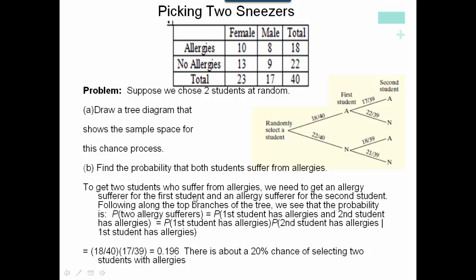So to get two students who suffer from allergies, we need to get an allergy sufferer for the first student and an allergy sufferer for the second student. Following along the tree, the probability of two allergy sufferers is the probability the first student has allergies and the second student has allergies. So we multiply the probability the first student has allergies and the probability the second student has allergies given the first student has allergies. That would be 18 out of 40 and then 17 out of 39. So 0.196, about a 20% chance of selecting two students with allergies.